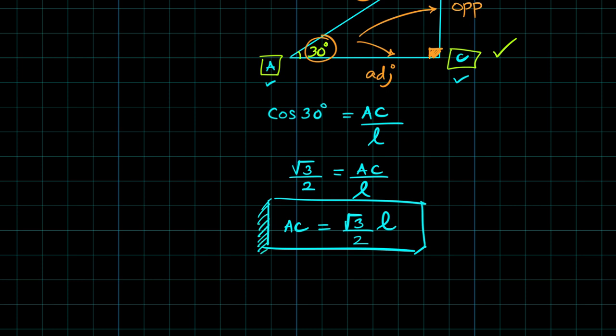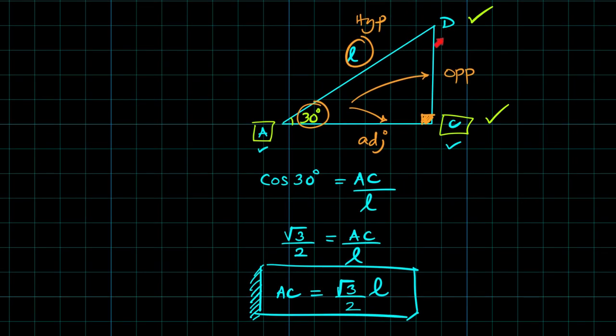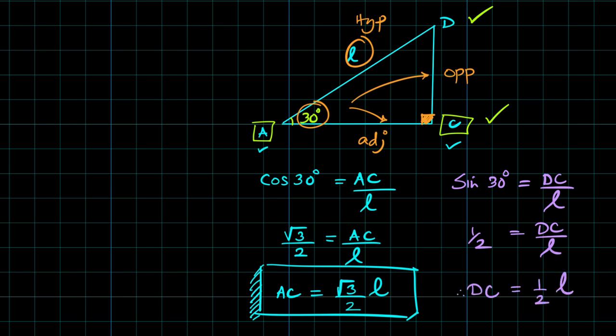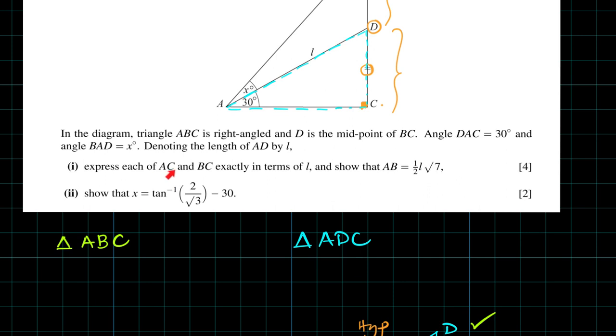Similarly, if I want to calculate this thing, let me scroll it down. That is DC over here. So I'll write sine of 30 degrees is equal to DC over L. Sine of 30 is half, so half is DC over L. Let's make DC the subject, that is half L. That is the answer for DC. Now let me scroll up and have a look. We are interested in finding AC, that's found, and BC exactly in terms of L.